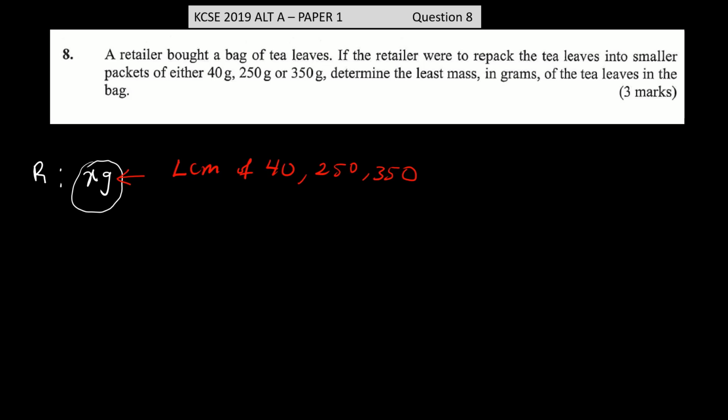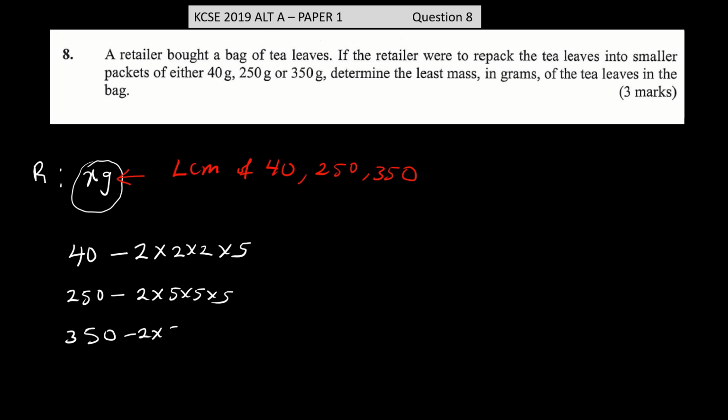So let's write these numbers out one after the other. For 40, you can write the prime factors to be 2 times 2 times 2 times 5. For 250, we will have 2 times 5 times 5 times 5. And for 350, we have 2 times 5 times 5 times 7. Here we have 2 to the power of 3 times 5. And here we have 2 times 5 to the power of 3. And here we have 2 to the power of 1 times 5 to the power of 2 times 7.